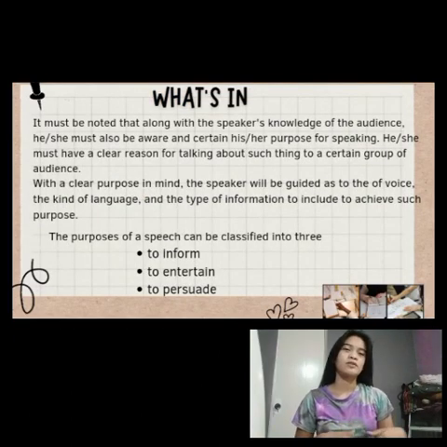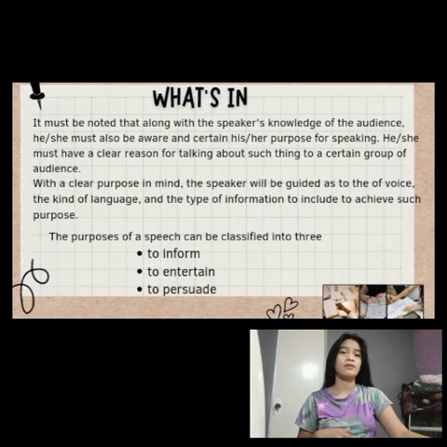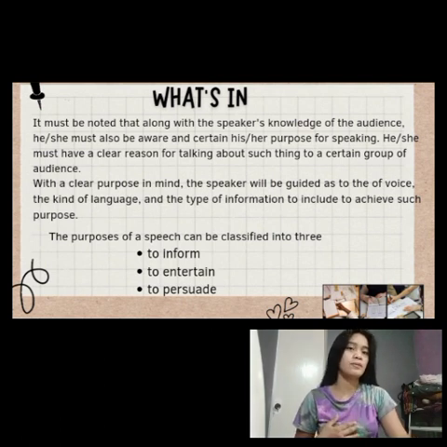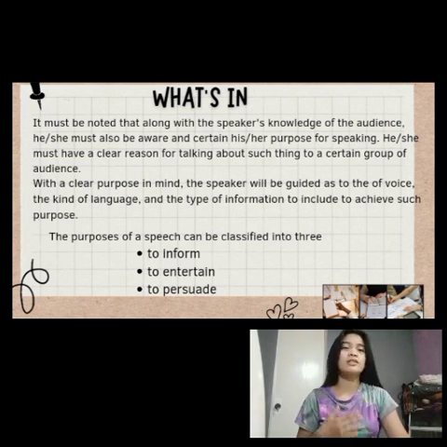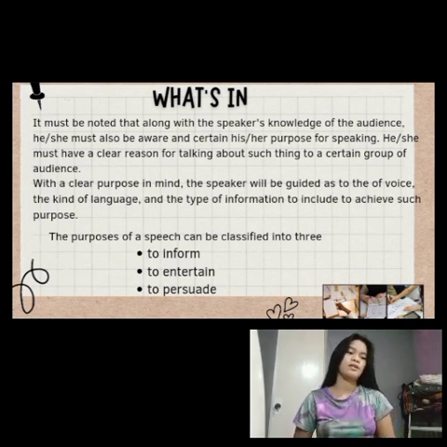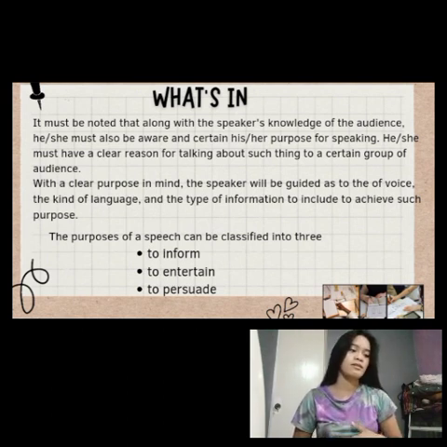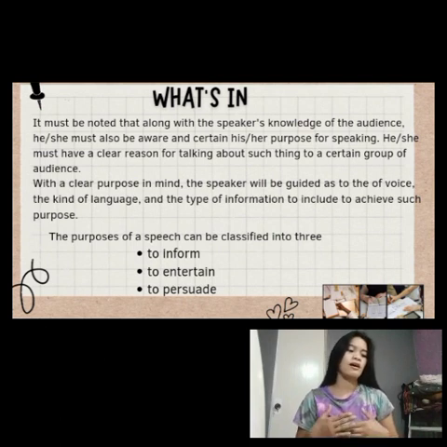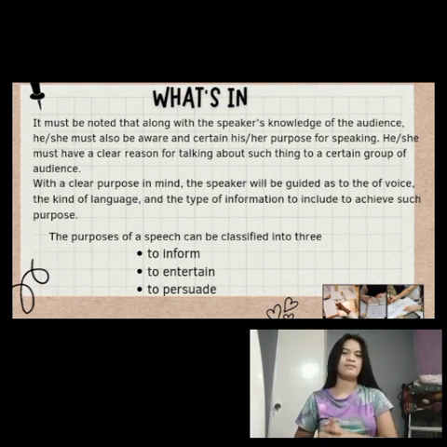Purpose of speech. It must be noted that along with the speaker's knowledge of the audience, he or she must be aware and certain of his or her purpose for speaking. He or she must have a clear reason for talking about such a thing to a certain group of audience. With a clear purpose in mind, the speaker will be guided as to the tone of voice, the kind of language, and the type of information to include to achieve such purpose.